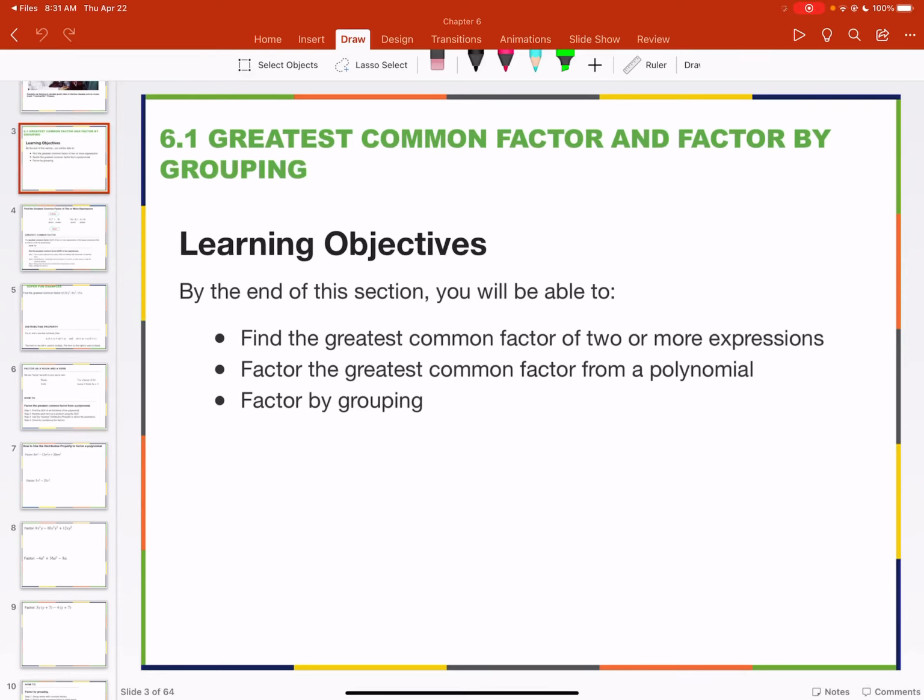Hello, everyone, and welcome to chapter 6 and section 6.1, where we're going to go through factoring. In particular, we're going to talk about greatest common factor and factoring by grouping.